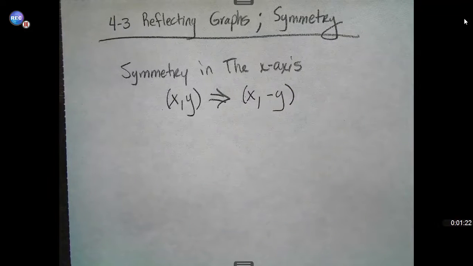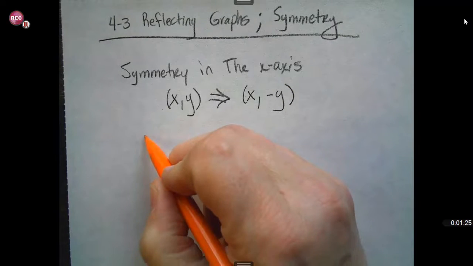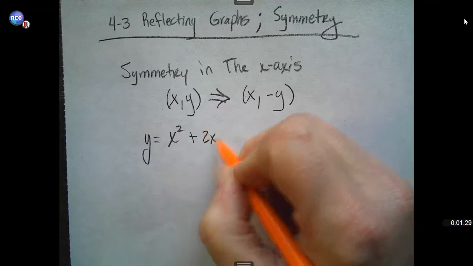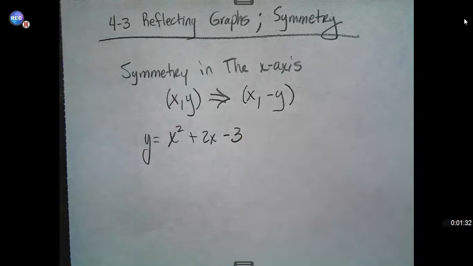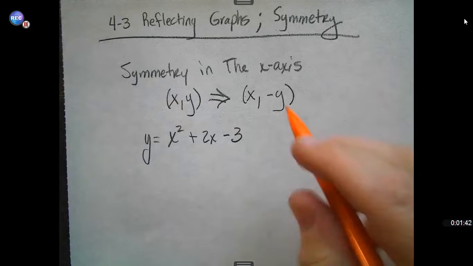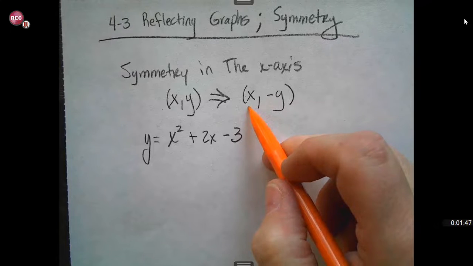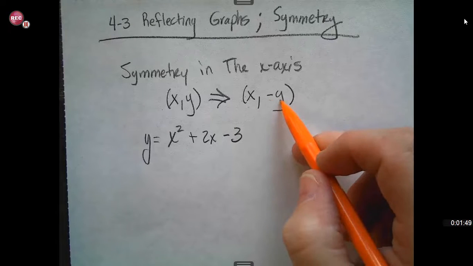And so if we had a function like y equals x squared plus 2x minus 3, and we wanted to check for symmetry in the x-axis, then what we would do is plug in x for x, and plug in the opposite of y for y. And if we get the same statement, then it has symmetry in the x-axis.